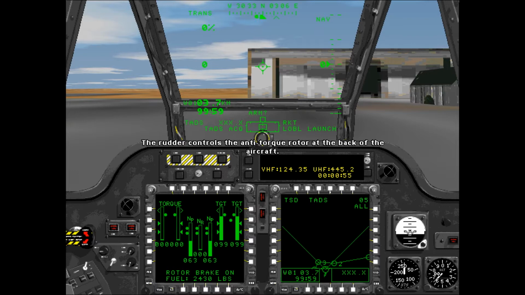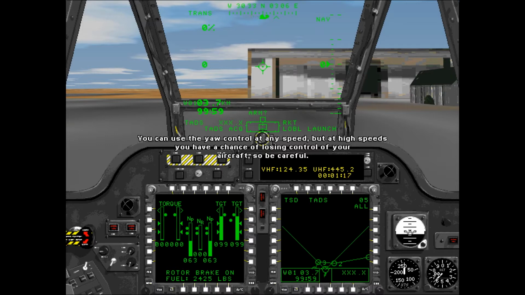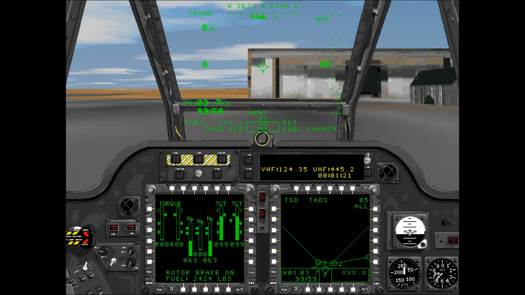The rudder controls the anti-torque rotor at the back of the aircraft. Using these controls, you can rotate the aircraft about the yaw axis. To yaw the aircraft left, use the left bracket key. To yaw right, use the right bracket key. You can use the yaw control at any speed, but at high speeds you have a chance of losing control of your aircraft, so be careful.